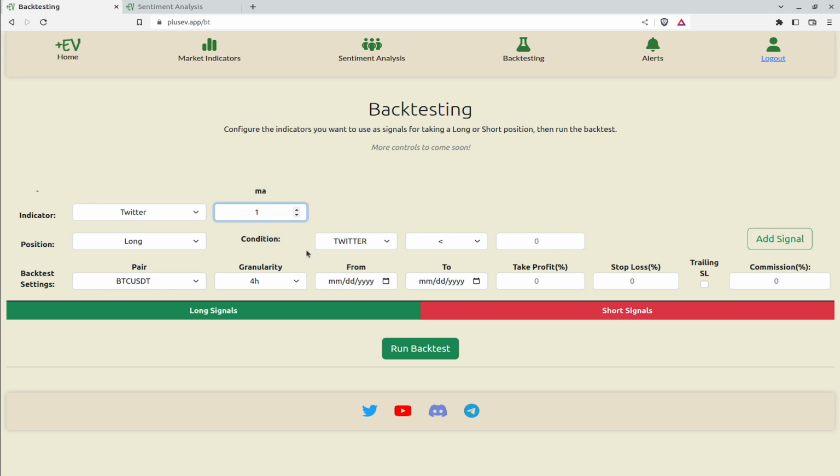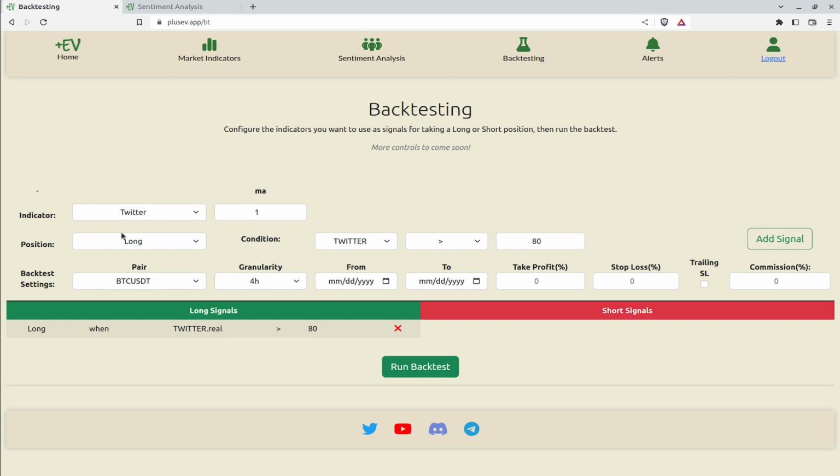Then, to create an entry or exit signal from it, simply put in the value below or above which you want it to trigger. Let's say we want to enter the market when the sentiment is extremely positive, say above 8. Then you generally need both entry and exit signals. So let's also say we want to exit when our indicator is below 40.